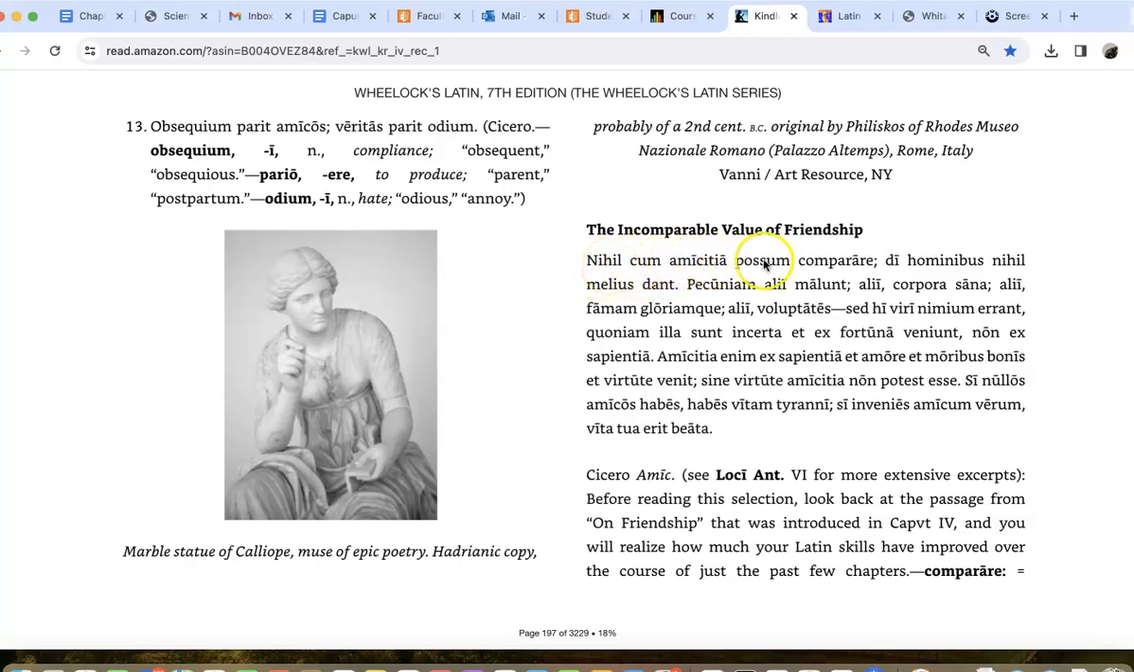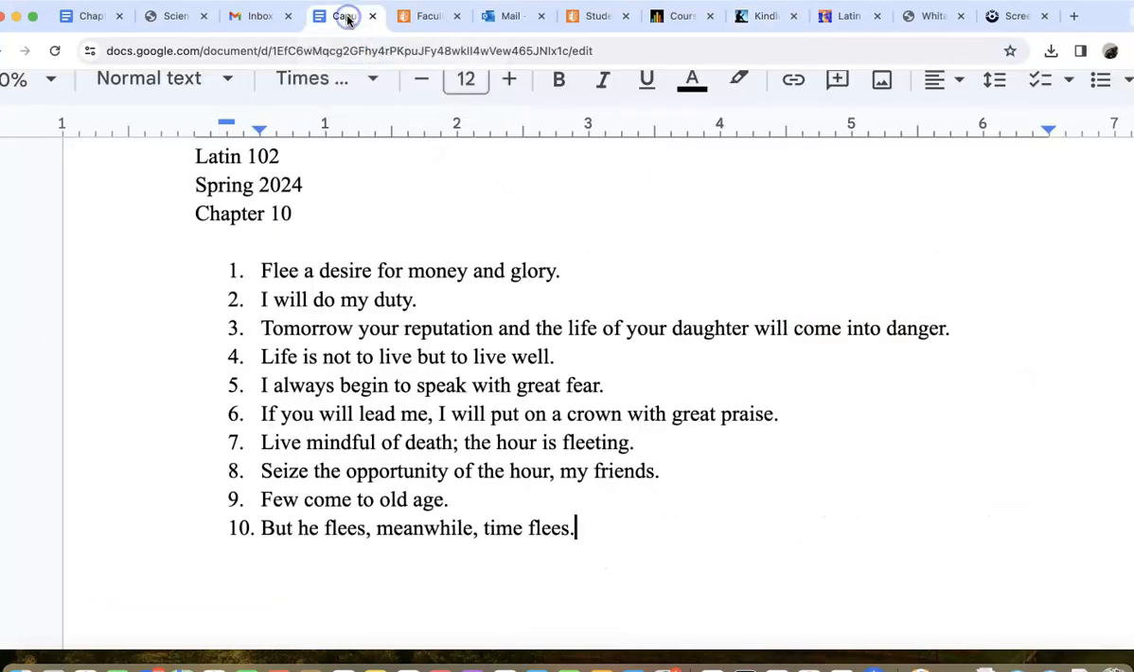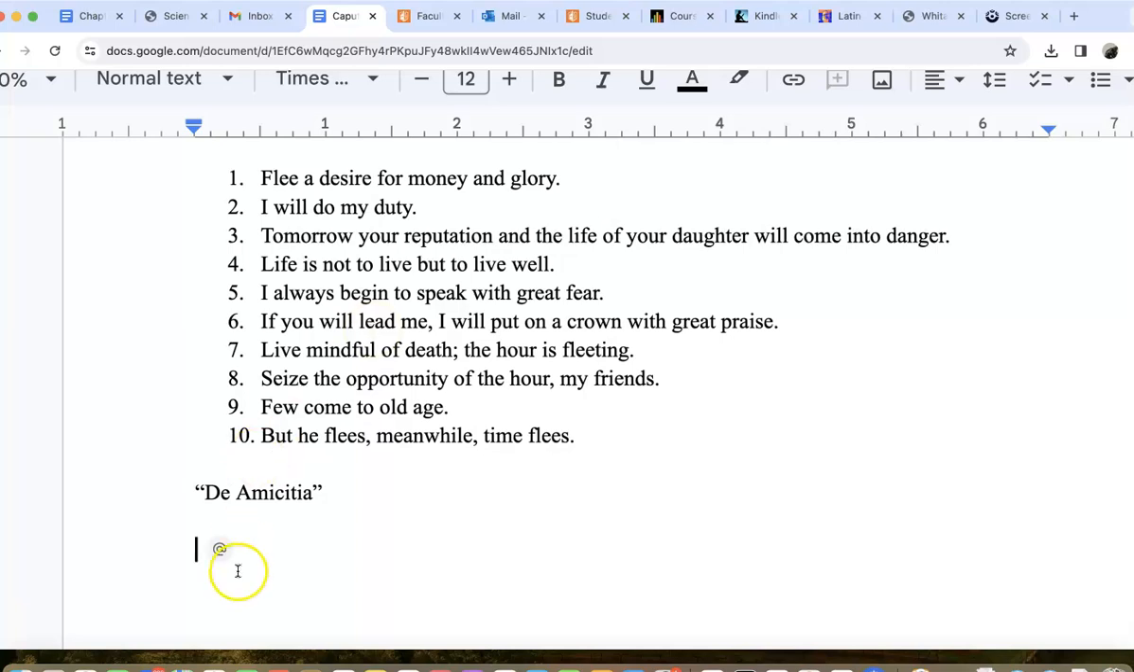Nothing with friendship I am able to compare. So you might want to change the word order. And so we'll call this De Amicitia, which was actually the title of the original essay.